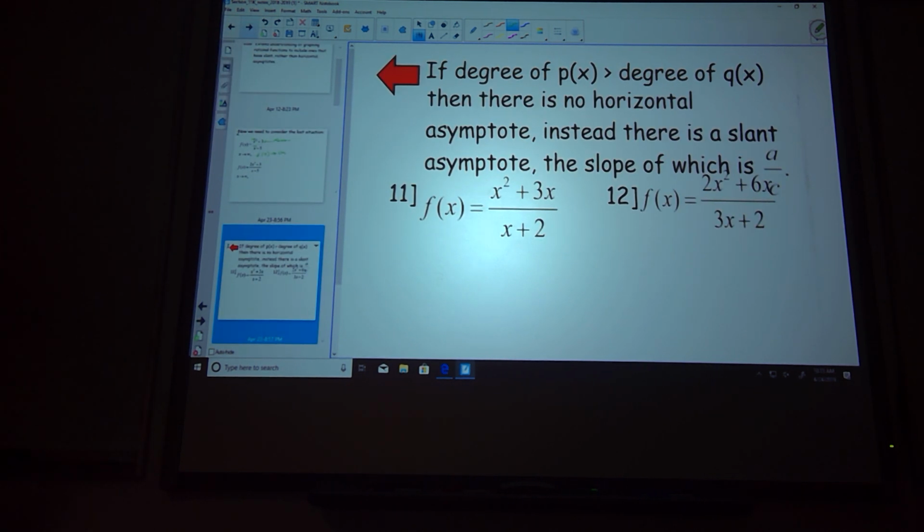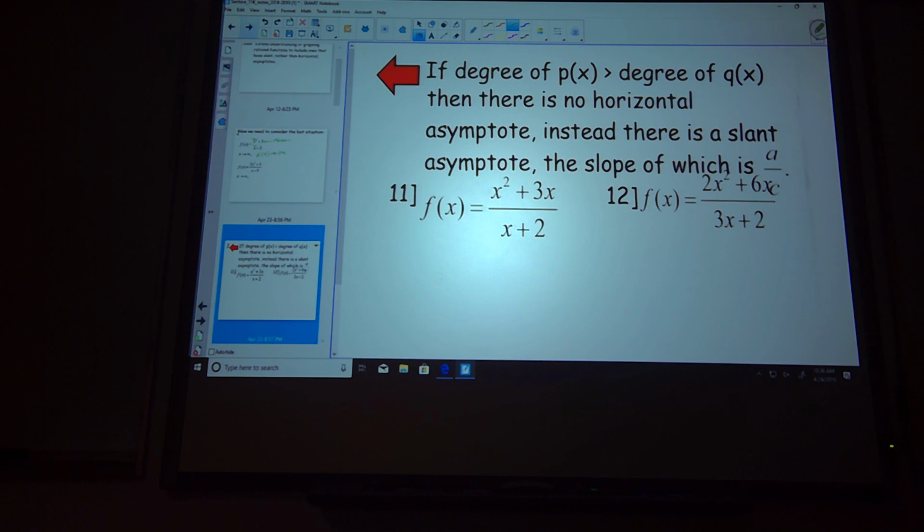So if the degree of p of x on the top is greater than the degree of q of x, which is on the bottom, then there's no horizontal asymptote. Instead, there's a slant asymptote. The slant asymptote is a divided by c, where a is the function on top, c is on bottom. So we're going to have to go back to the long division to deal with the end behavior. Okay, the end behavior will be a graph.